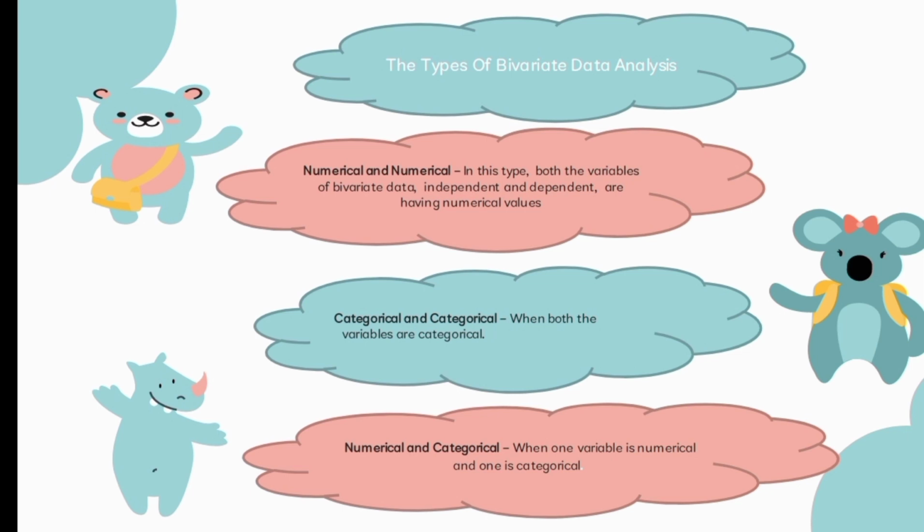These are three types of bivariate analysis. The first is numerical and numerical. In this type, both variables of the bivariate data, independent and dependent, have numerical values. The second is categorical and categorical. This is when both variables are categorical. And the last is numerical and categorical. This is when one variable is numerical and one is categorical.